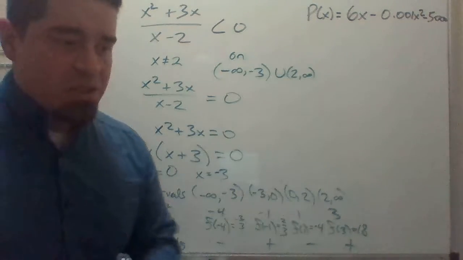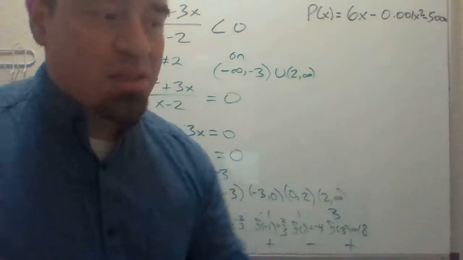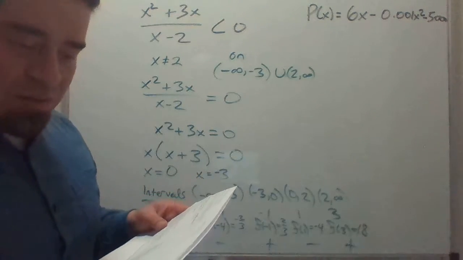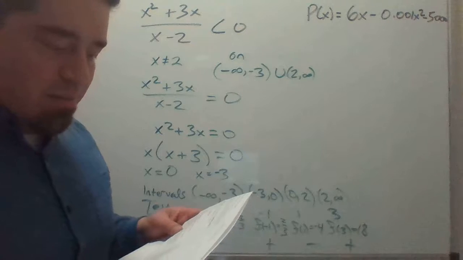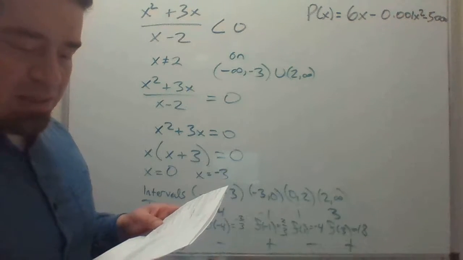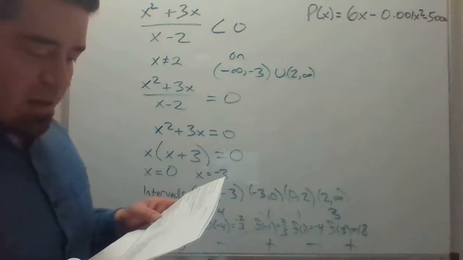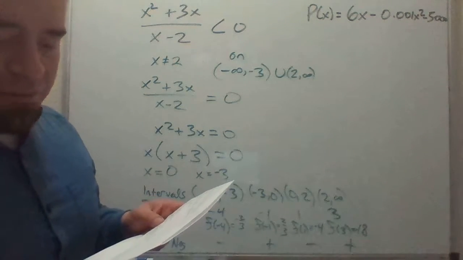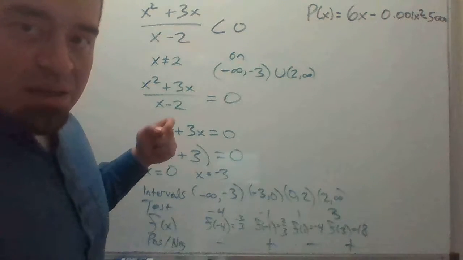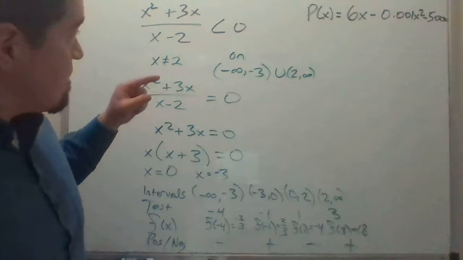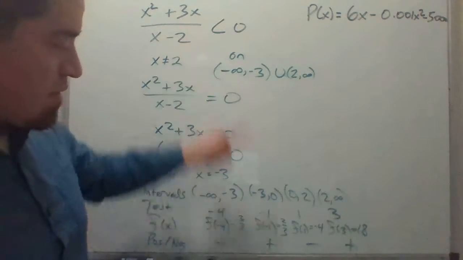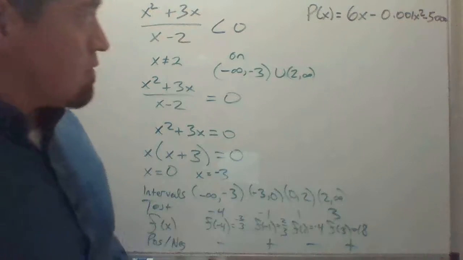So the next question is an application of sign charts with profits. It says a bakery estimates its annual profits from the production and sale of x loaves of bread per year to be P of x dollars, where the profit P of x is given. For what values of x does the bakery make a profit selling bread? Profit is when you have greater than 0, right? So we're interested in when profit is positive.